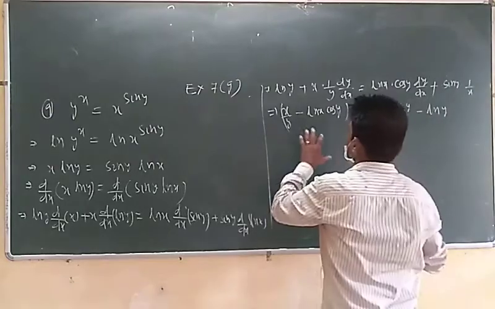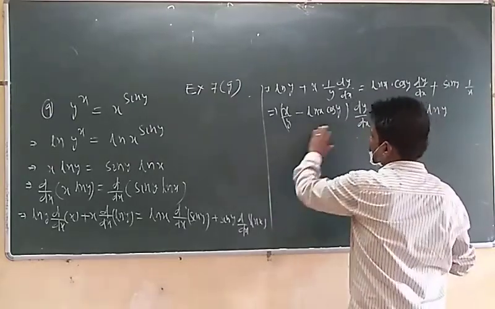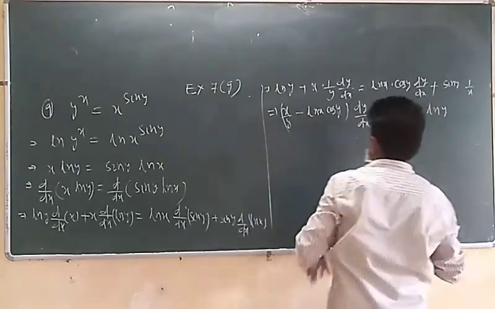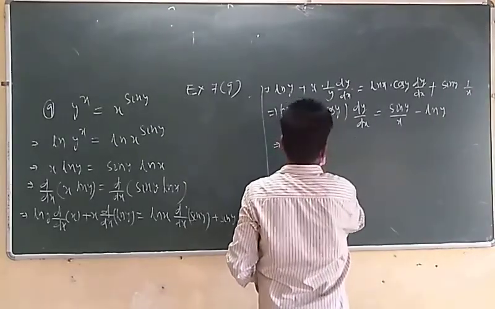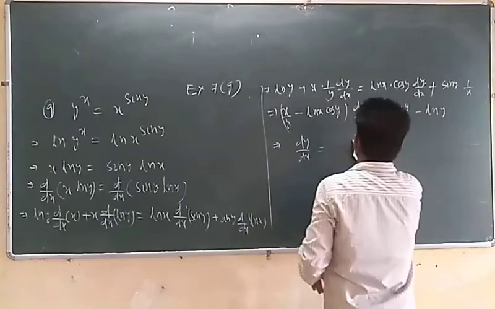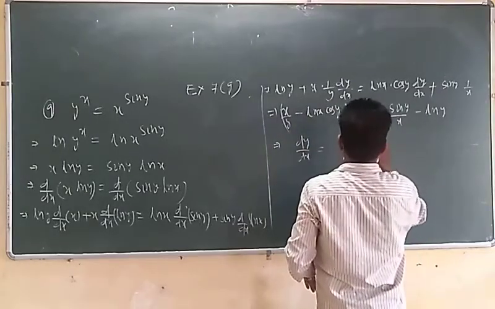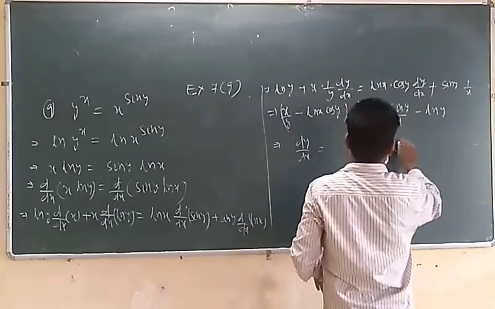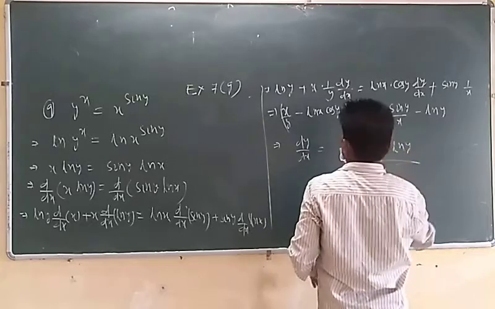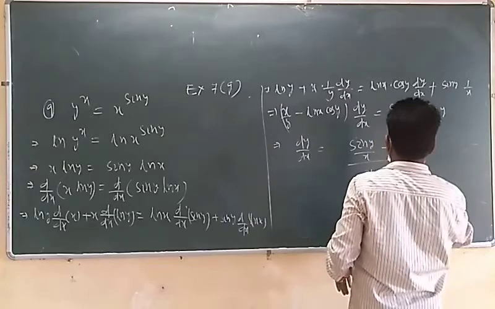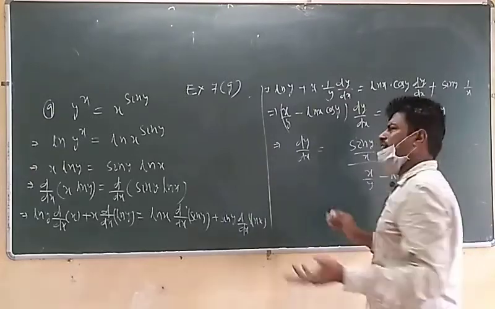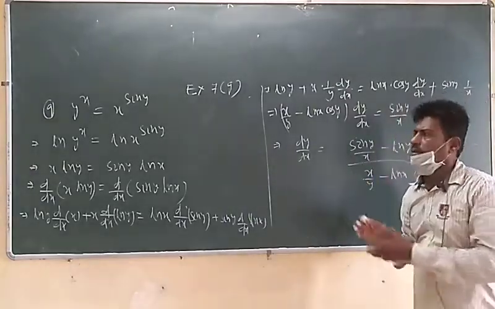Now step 3: the multiplication part on the left side is divided into the right. Now dy by dx is equal to sin y by x minus ln y, whole divided by x by y minus ln x into cos y. You can also simplify it. That is your answer to number 9.